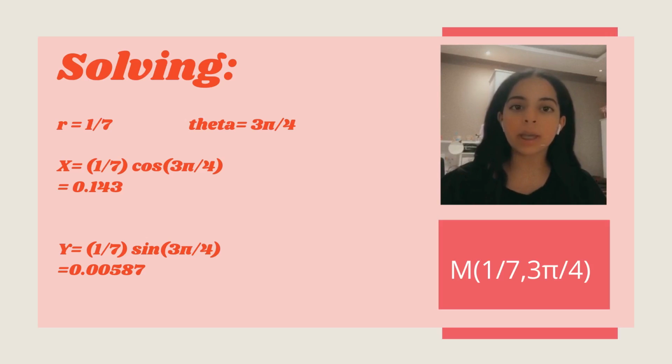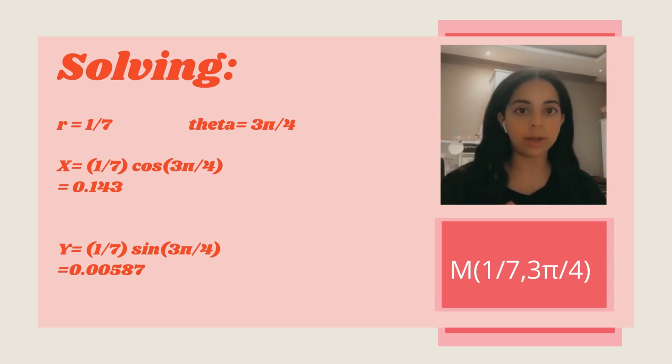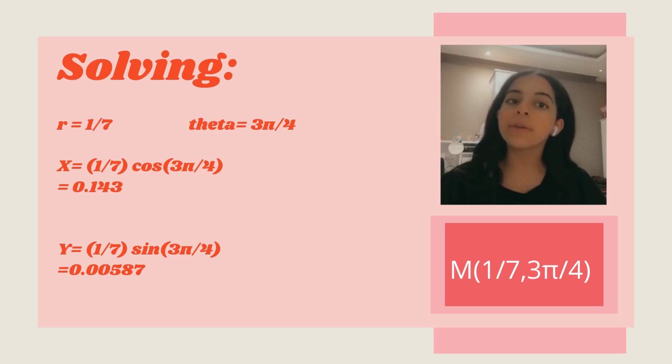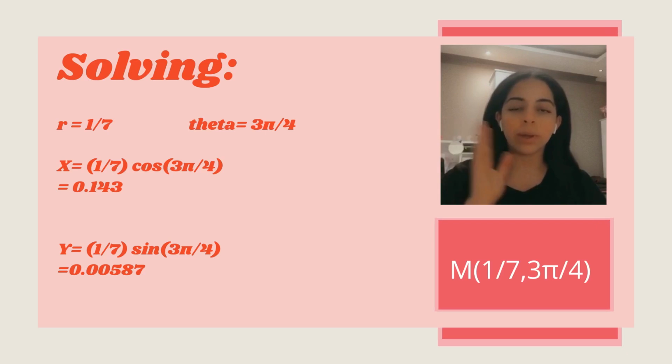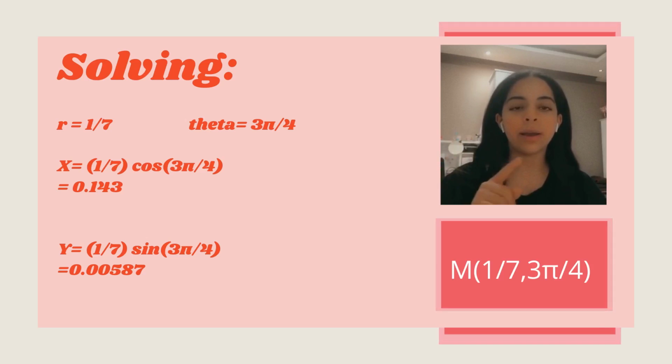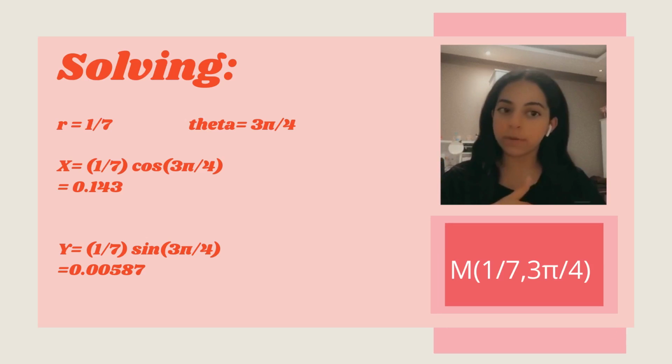So it'll be x equals 1/7 cosine 3π/4, which gives us 0.143. Now for the second formula to find y, we plug the r and theta in, so it's going to be y equals 1/7 sine 3π/4, which gives us 0.00587.